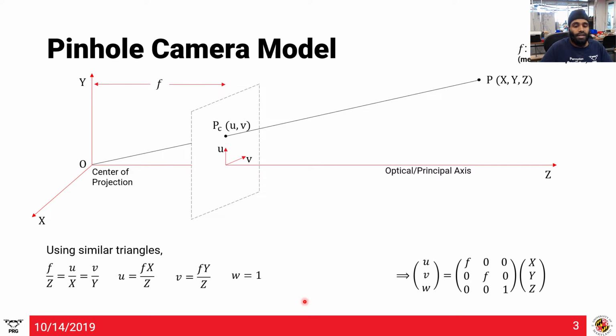Okay, so I can write my u, v, 1 as a matrix with f, 0, 0 in the first row, 0, f, 0 in the second, and 0, 0, 1 in the third, multiplied by my x, y, and z. I'm just converting this into a matrix formula. That's it. These two are the same equations.